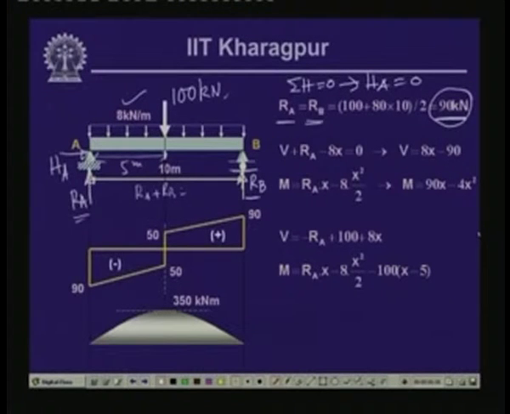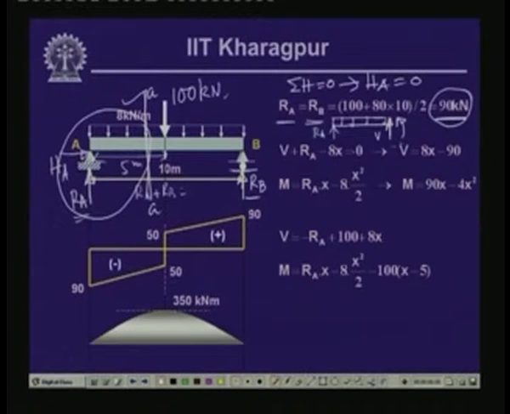Now, if we take the free body diagram of this particular part, supposing we cut the beam at this location, let us say this is AA, and take the free body of this part, then we have the reactive force RA over here, we have the distributed load which is at 8 kilonewton per meter, and we have the shear force V and the bending moment M at this cut section.